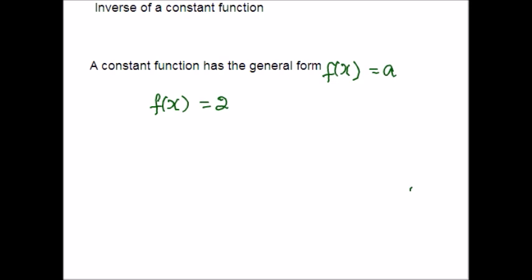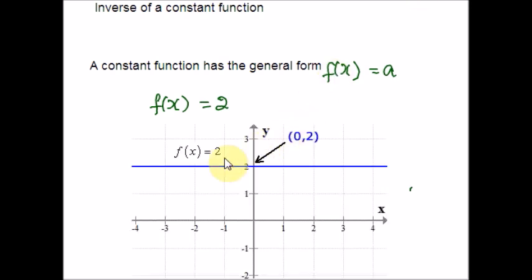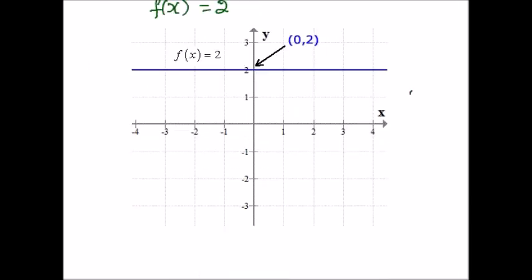Let me draw the graph and show you. Please look at this graph. f of x equal to 2 is just a horizontal line which passes through (0, 2). Now we can find its inverse algebraically by doing the following steps. First, as usual, we take the given function f of x equal to 2 and replace f of x by y. And we don't have any x and y, right?